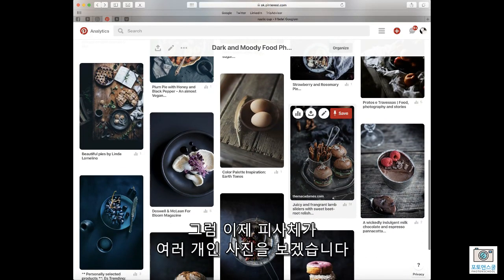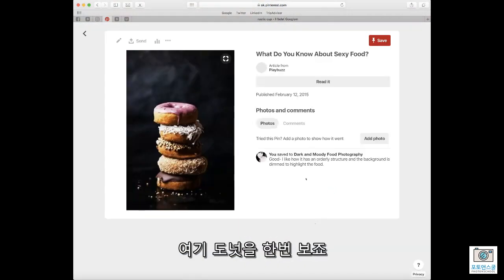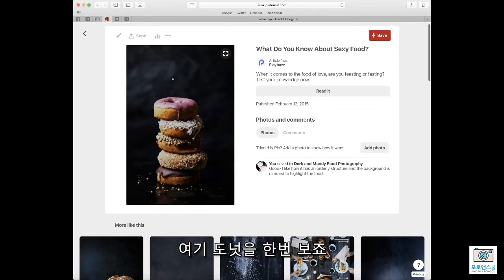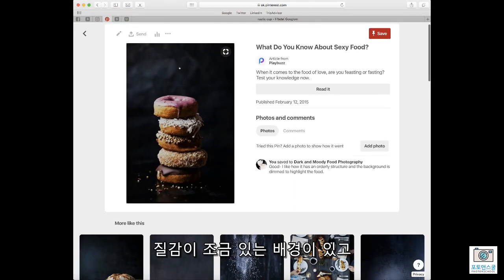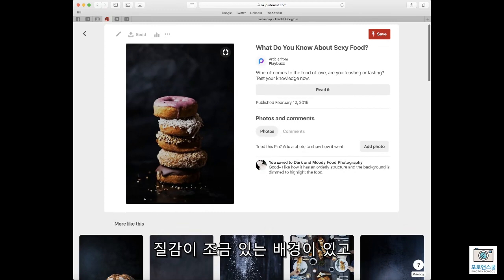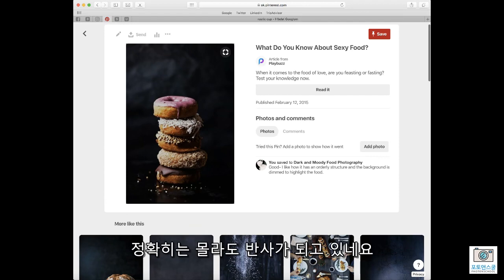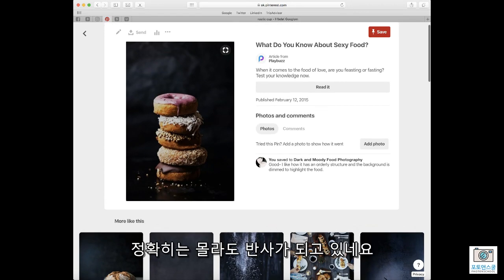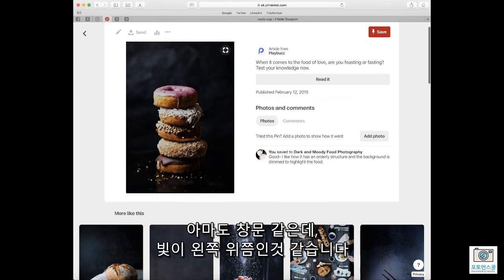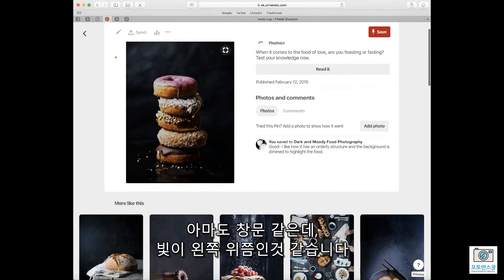Okay, let's find pictures where there are just 2 or 3 subjects. So let's take a look at this donut. We can see that the background has some kind of texture, and the surface is maybe black marble or tile. I don't know, but it has some reflection. The light is coming from this side, so again it is, I think, a window.